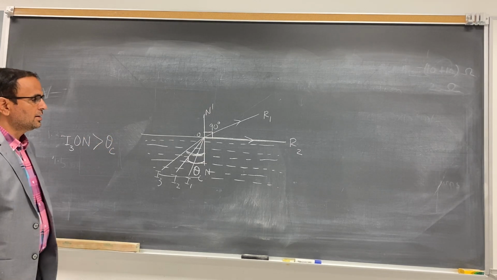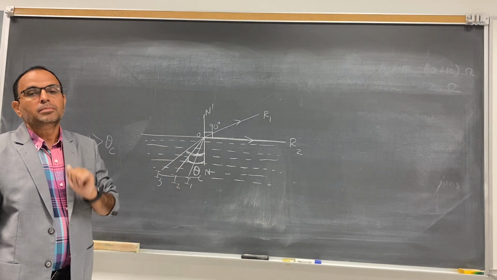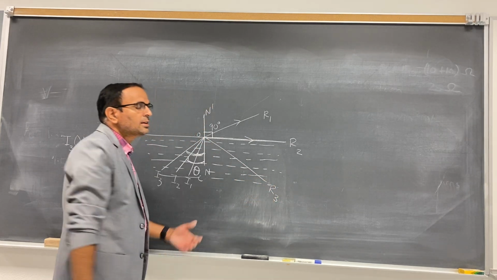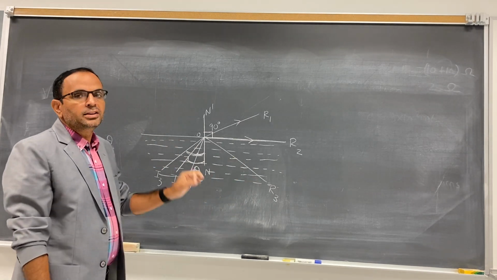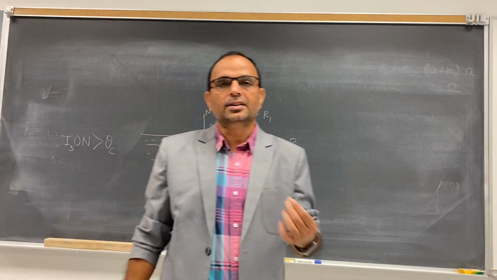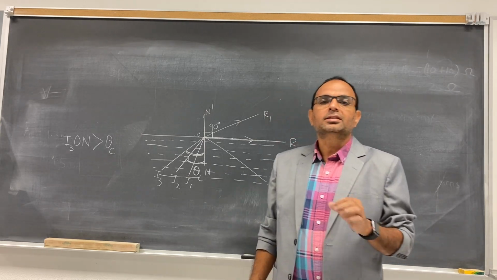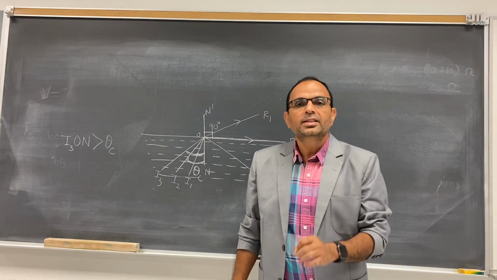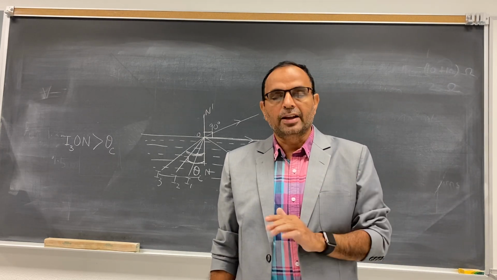What happens in this case then? The ray of light gets back to the same medium. It goes like this. This is your R3. Light reflects back to the same medium, and this is called total internal reflection. If your angle of incidence is greater than the critical angle, the ray of light gets back to the same medium. This is called total internal reflection, and total internal reflection obeys the law of reflection. That means the angle of incidence is equal to the angle of reflection.